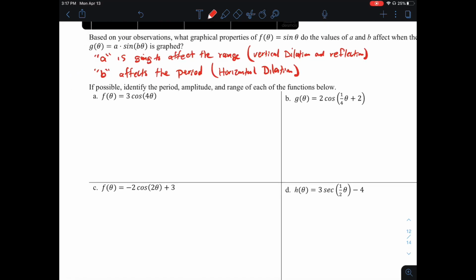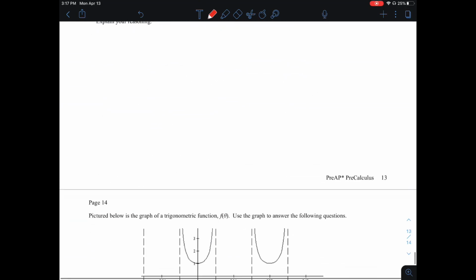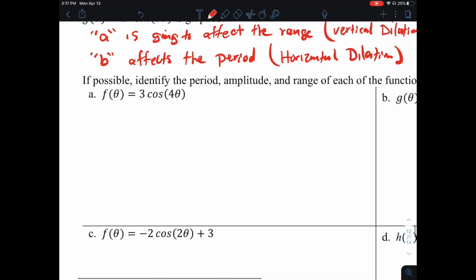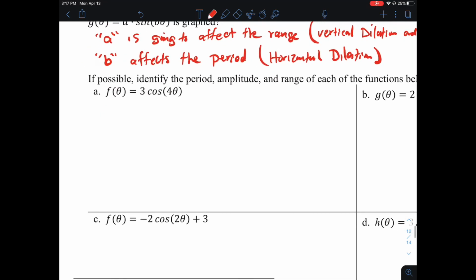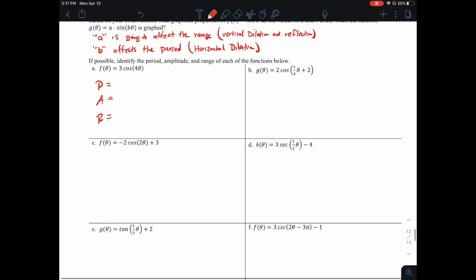All right, if possible, identify the period, amplitude, and range of each of the functions below. Some of these we're going to just draw a little sketch before we answer these questions. Boy, we got a lot more to do here, don't we? Okay, so for each of these, we've got to identify the period, amplitude, and range. I'm just going to throw this in for each of these.